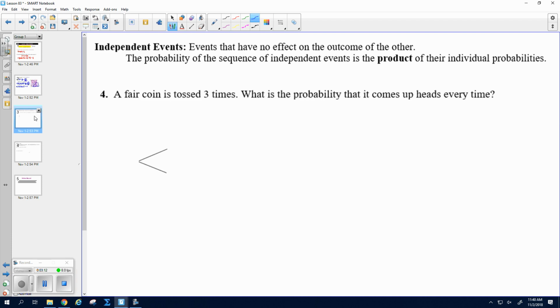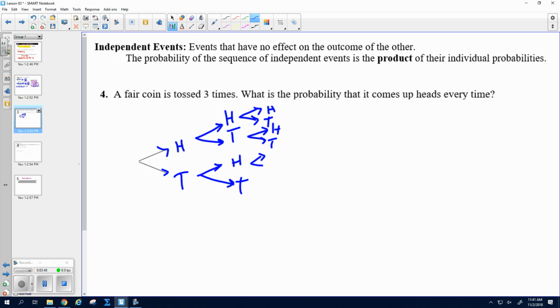That's the difference. So a fair coin is tossed 3 times. Those are independent events. Like every time you toss a coin, the first one doesn't affect the second one. So what's the probability it comes up heads every time? So this would represent the first toss right here. And you get either a heads or a tails. And then we're going to do a second toss. And you get either a heads or a tails. Or a heads or a tails. And then you got to go again. Third toss. Heads or tails. Heads or tails. You do not have to do this every time. I'm just showing you all the paths, right?